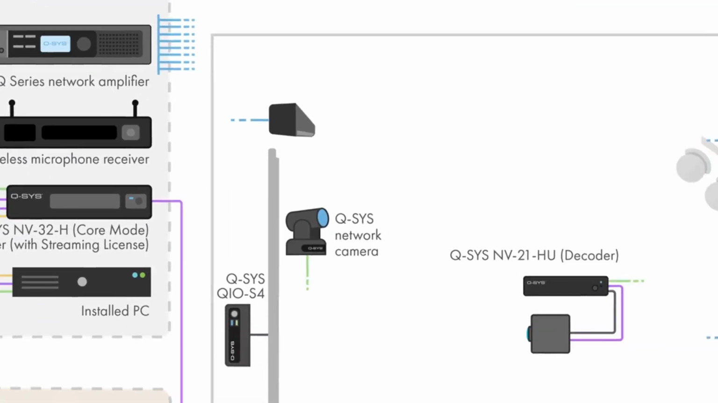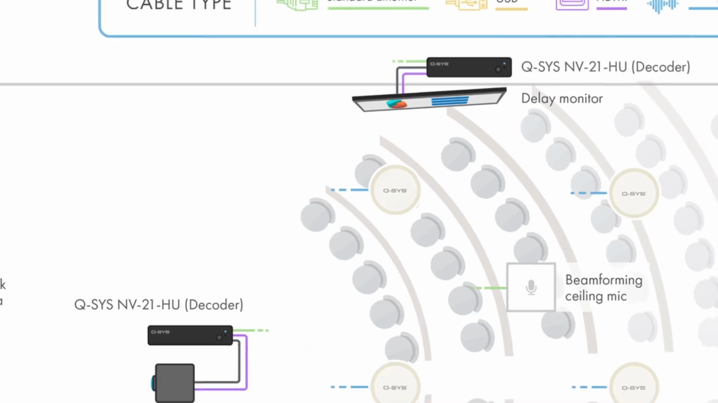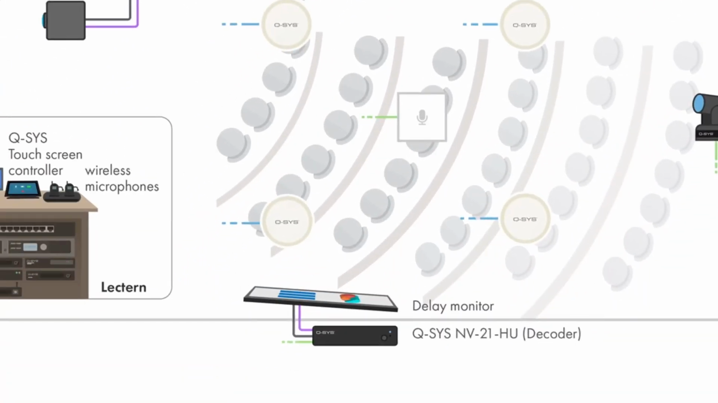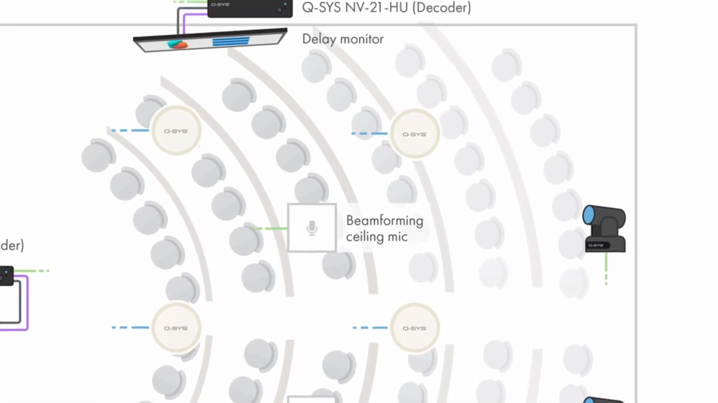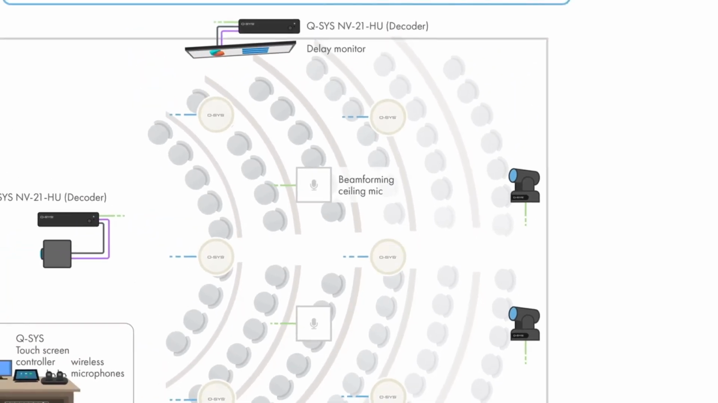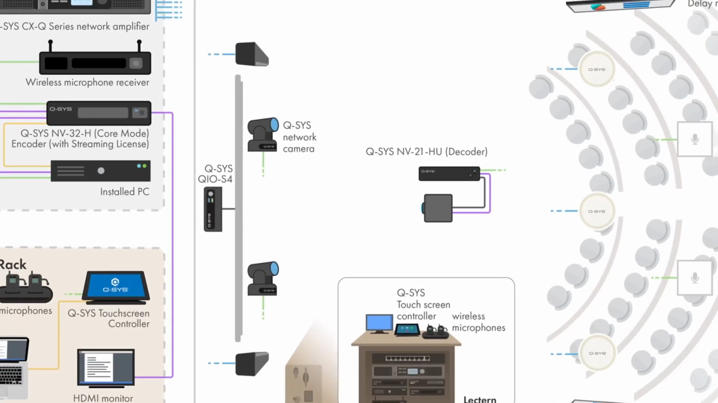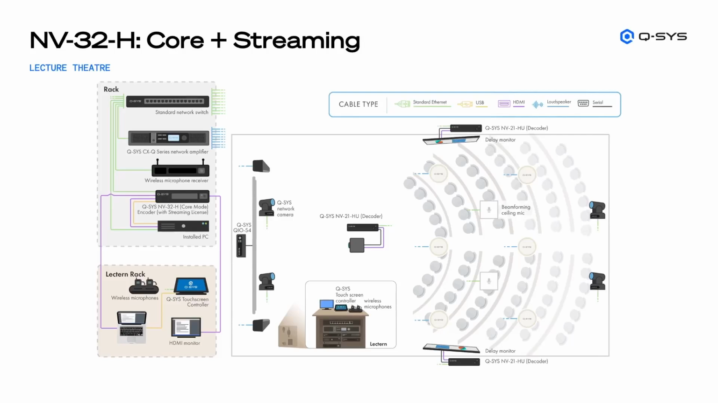But in the room, what have we got? Well, we've got an NV21 decoder for the projector. I've got delay monitors, so I've got 3 NV21s there. I've got a bunch of loudspeakers coming from the amplifier, 2 third-party ceiling beamforming microphones, and a bunch of cameras. What have we got? 1, 2, 3, 4 cameras. We've got a QIO for control that's doing serial ports, and we've also got some column speakers there. So all of that running on a single NV32 in core mode with streaming as well.